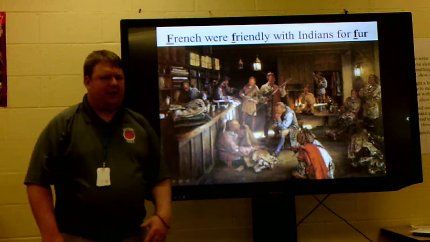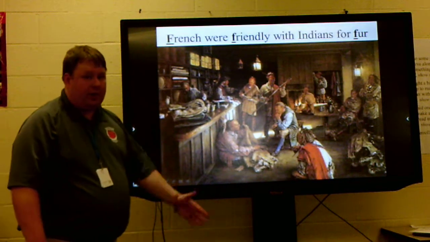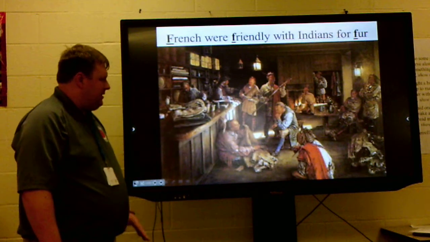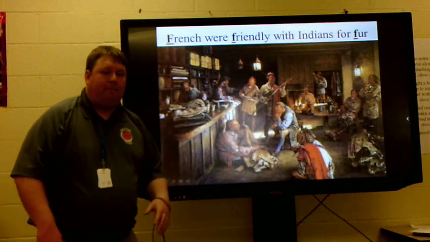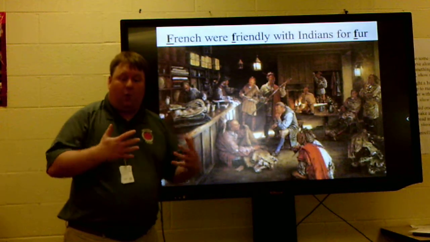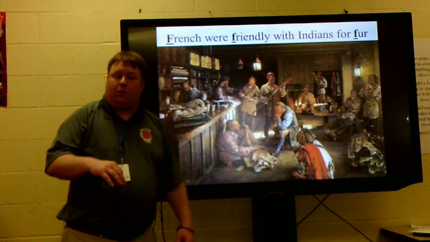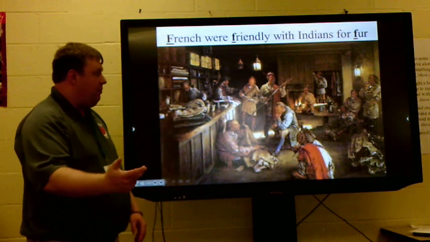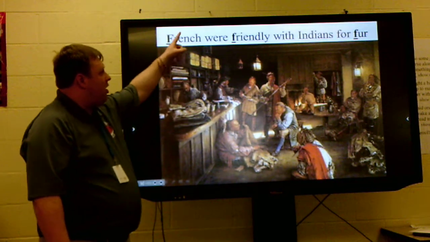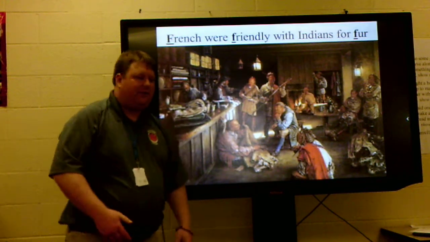Now, if you take a look at this picture, I ask you to think about what you see here. This is a trading post, and you can see that there are some Europeans here and some Indians here, and they're trading. They're trading furs, mainly things like beaver pelts. Beavers, of course, live in the water, but they're also mammals, so their pelts are very valuable because they're waterproof. So they became very valuable trading commodities. So this is the French trading with the Indians, and that's why the French were friendly with the Indians for fur. And that's why they fought on the same side during the French and Indian War.